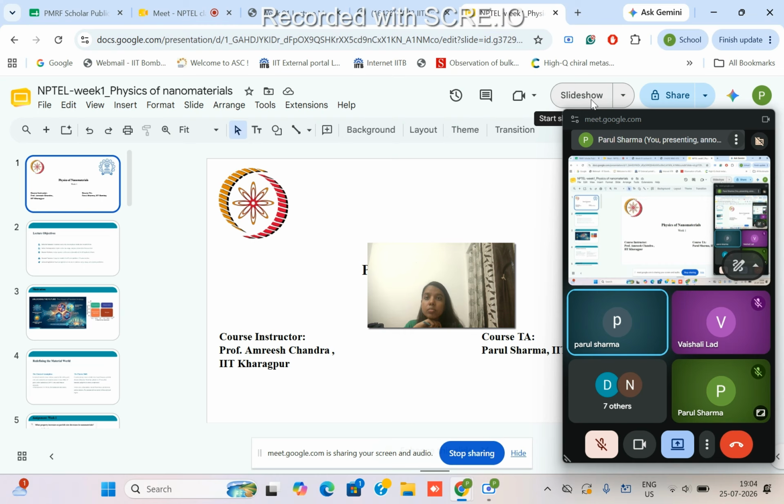So the conduction electrons will oscillate collectively in response to the incident electric field, and at a particular frequency that is known as the LSPR frequency, the oscillation becomes resonant. So what will it give us? It will give us strong absorption, scattering, and local electromagnetic field enhancement.